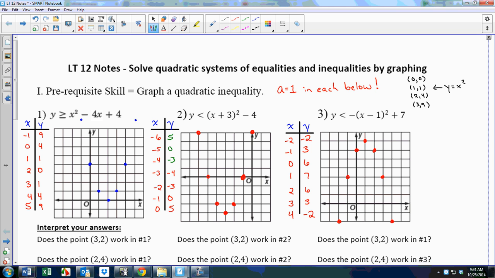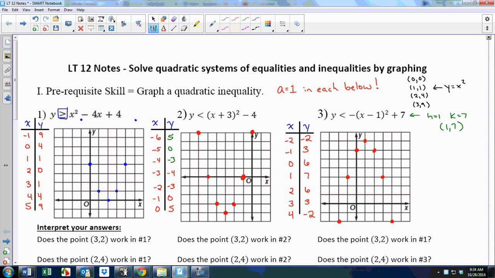HK, the starting point. In number 3, the H is 1 and the K is 7. That's learning target 7, or the one we just reviewed in the bell work, learning target 11. So your vertex is 1, 7. All right, finish it off.